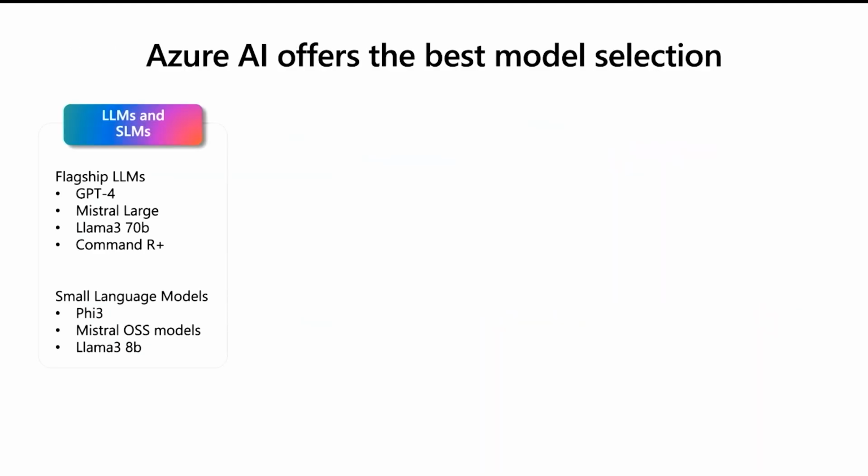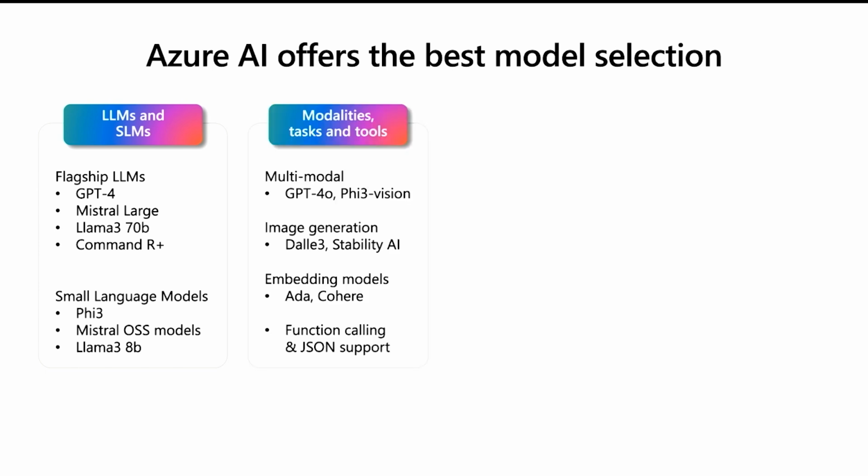So as we mentioned, let's talk a bit about the model selections that we offer on our platform. So we offer a wide range of flagship LLMs and SLMs. Recently, we launched the Azure OpenAI models. GPT-4 is already on the platform. We launched Mistral models, Llama models, Cohere models, as well as small language models like Phi3 and the Mistral OSS models. Along with that, we make sure that your multi-model requirements, image generation requirements, and specific needs such as embedding model requirements are also fulfilled on this platform.